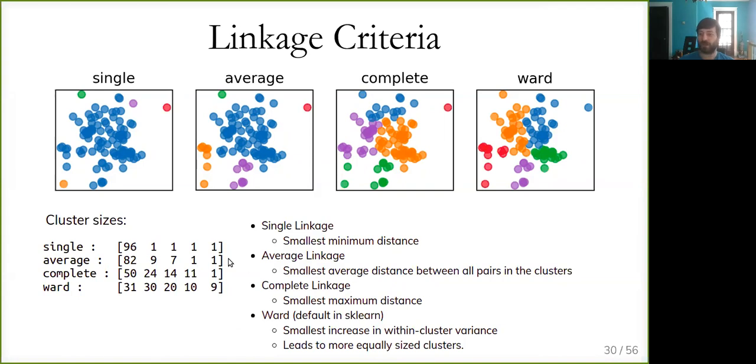Another way to think about single linkage is that it basically computes a Euclidean minimum spanning tree of the data, and then cuts the longest edges in the graph. If you know what a Euclidean minimum spanning tree is, I think that's a very natural way to think about it. If you don't know what that is, don't worry about it.